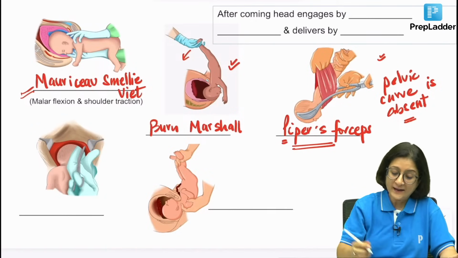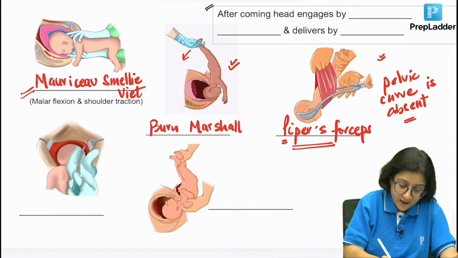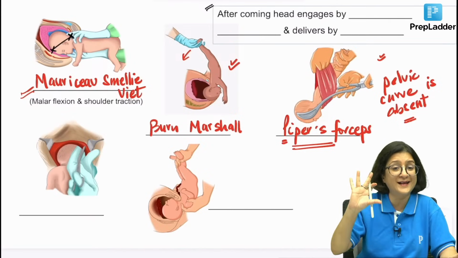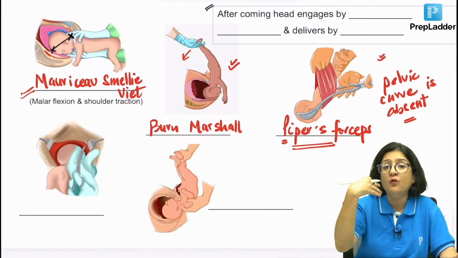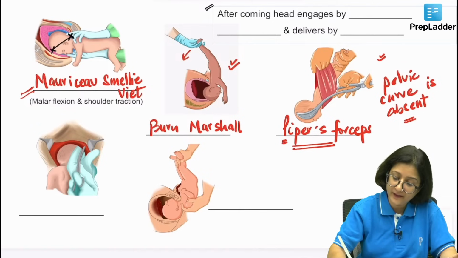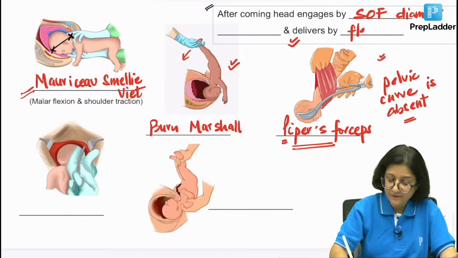Okay. And one thing before I move on to the next two images, let's just take up this. Aftercoming head of breech engages by, remember, look at this, suboccipitofrontal diameter. So the head is also slightly deflexed at the time that the head is engaging. So it is very important and crucial while we are delivering the head that it maintains its flexion. So aftercoming head of breech engages by suboccipitofrontal diameter and delivers by flexion.